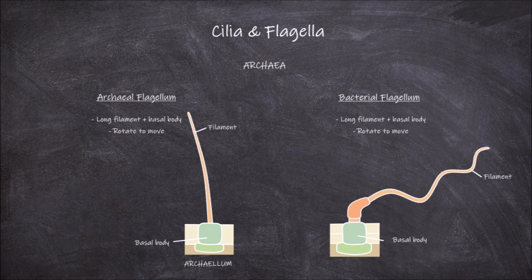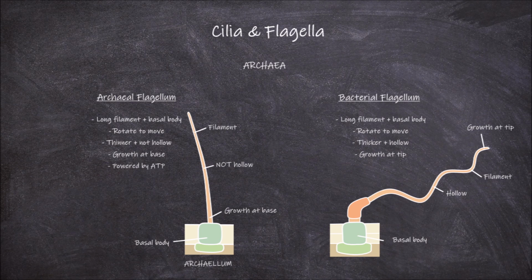One difference is that archaella are thinner and not hollow, whereas bacterial flagella are thicker and hollow. Growth of the archaellum happens at the base of it, whereas it happens at the tip in bacterial flagella. Another difference is that in archaea, rotation is powered by ATP, whereas in bacteria it is powered by proton motive force of hydrogen ions. The last difference we're going to mention is that archaella are more similar to type 4 pili than they are to bacterial flagella.